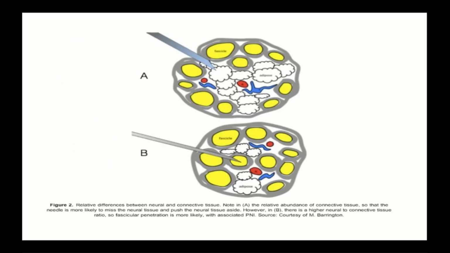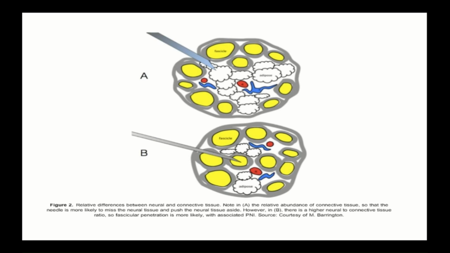So these two diagrams just illustrate the difference. As you can see from diagram A as compared to diagram B, the nerve in diagram A actually has more connective tissue as compared to the nerve in diagram B. So even though the needle actually disrupts the epineurium, we can see that because of the abundance of connective tissue, there's no disruption of the fascicles. Compared to diagram B, there's less connective tissue.